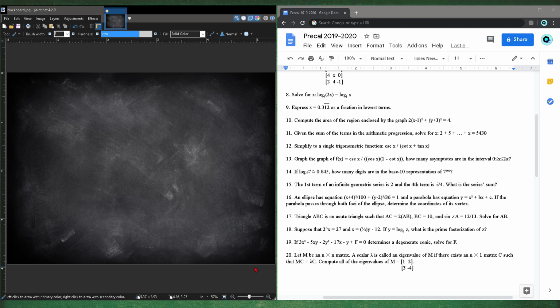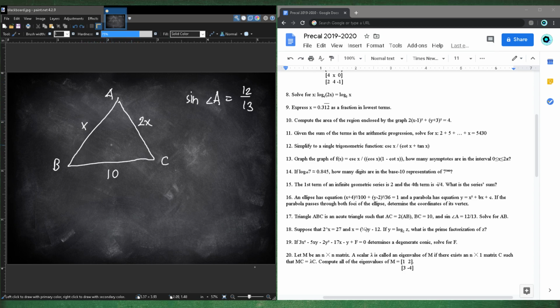17. Triangle ABC is a triangle such that AC is equal to 2AB, BC is equal to 10, and sine of A is equal to 12 over 13. Find AB. Okay, so let's draw a picture, because usually for geometry I like to draw pictures. It gives you a visual idea of how to do it. So A, B, and C. Let's say AB is x, which means AC is equal to 2x. BC is 10, and sine of angle A equals 12 over 13. We need to look for AB, so we just need to find x.